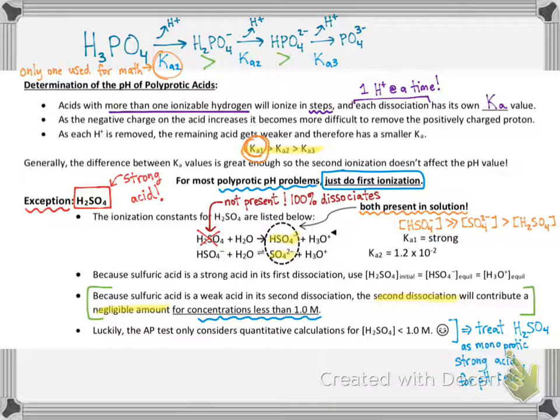Now, you could totally be asked qualitative questions about the relative concentrations, but quantitatively, we are allowed to just treat H2SO4 as a monoprotic strong acid. So, since it's a strong acid, that of course means that the initial concentration of H2SO4 is going to be the concentration of HSO4 minus at equilibrium, 100% dissociation, right? Which is what gives us your concentration of protons, and that's what you use for pH. So exactly what you would do with a strong acid.